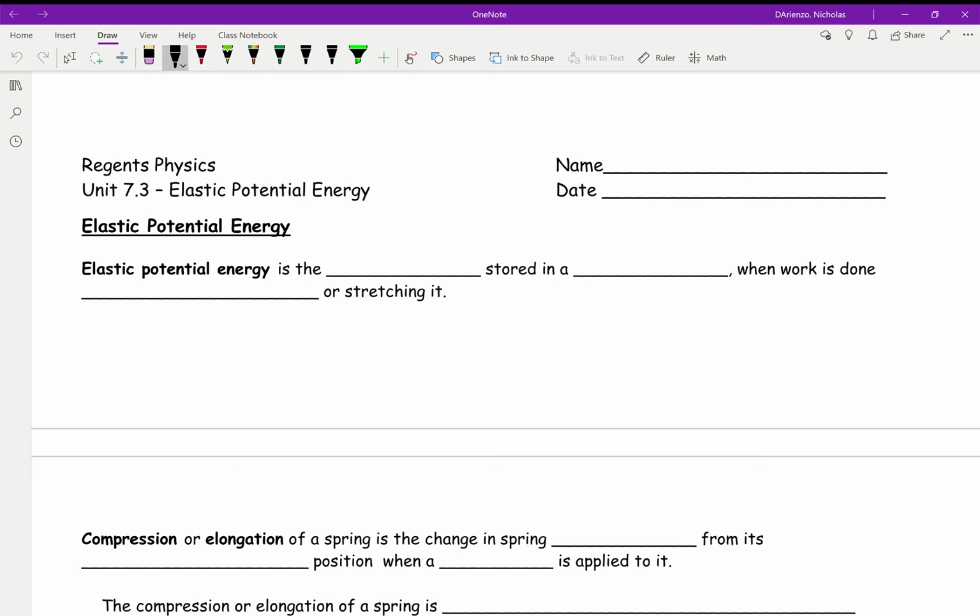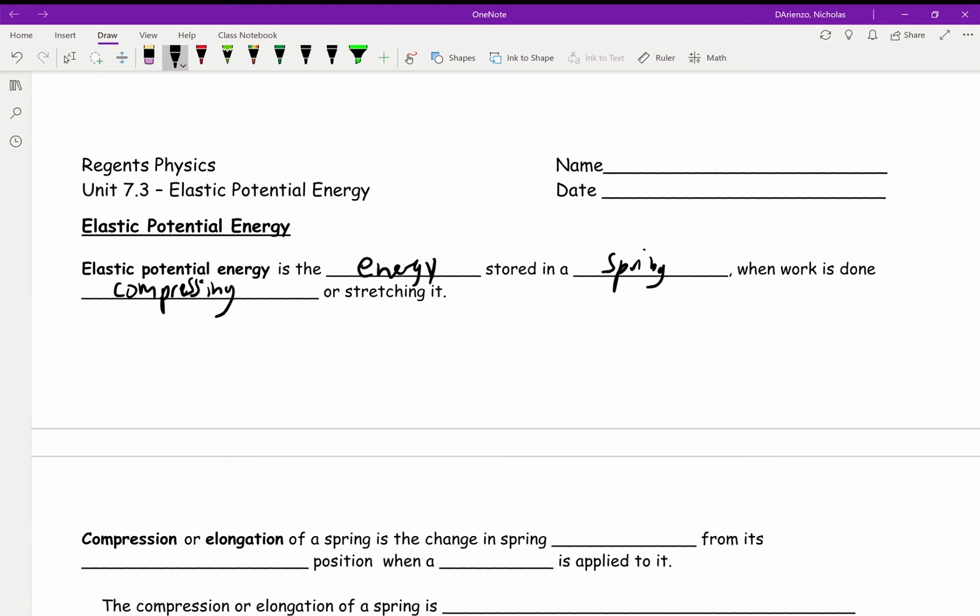So we'll start with elastic potential energy. Elastic potential energy is energy that is stored in a spring, and it's stored when we do work that's either going to compress or stretch it.